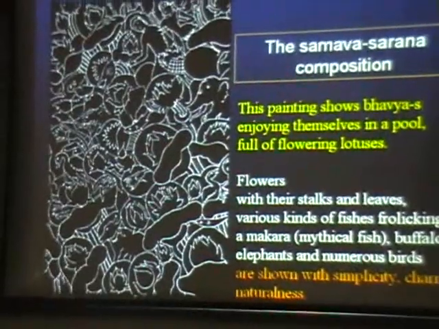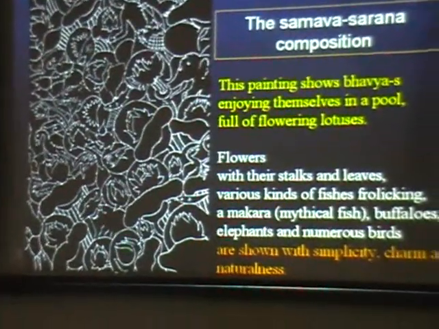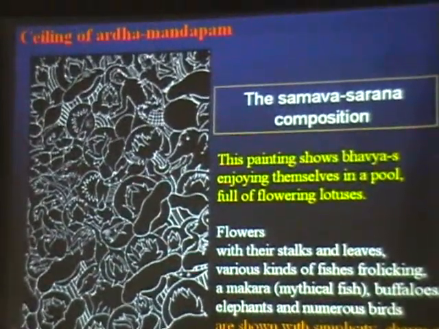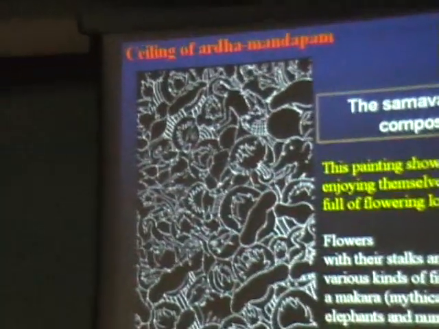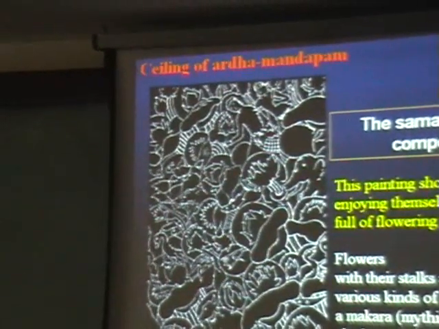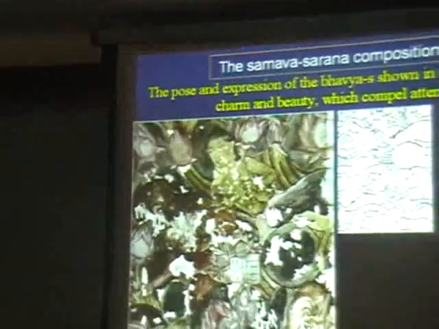With their stalks and leaves, various kinds of fishes frolicking, a makara mythical fish, buffaloes, elephants and numerous birds are shown with simplicity, charm and naturalness. That is the classical view.